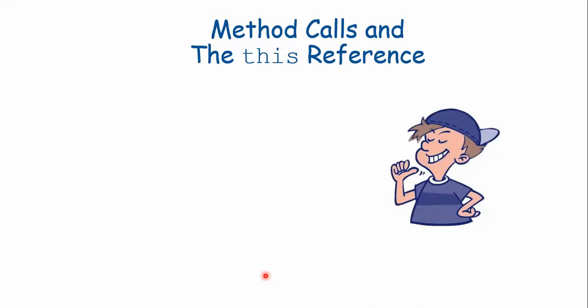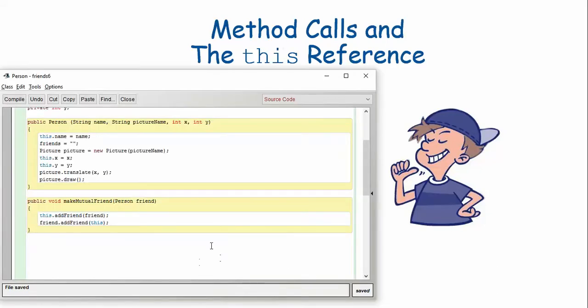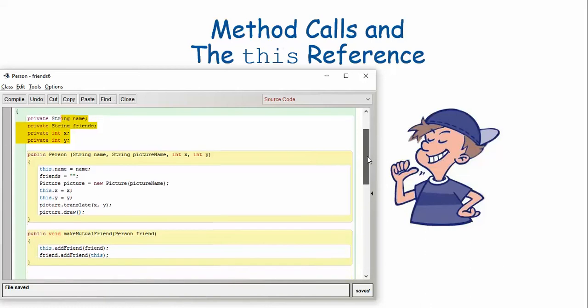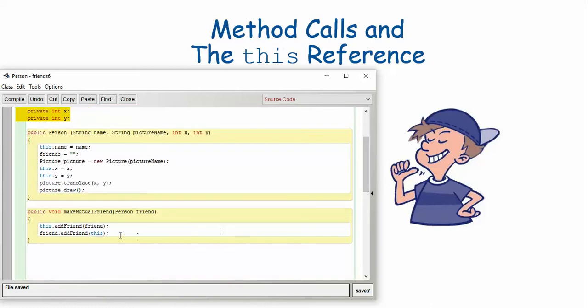Let us move on. Here we are going to have a look at another type of usage of the variable this. The this reference variable can also be used in method calls. Let us have a look. Okay, so as we can see, this is my person class, which has four instance variables: name, friends, x and y. That is not more important. The most important part is this. This is a method which makes mutual friends.